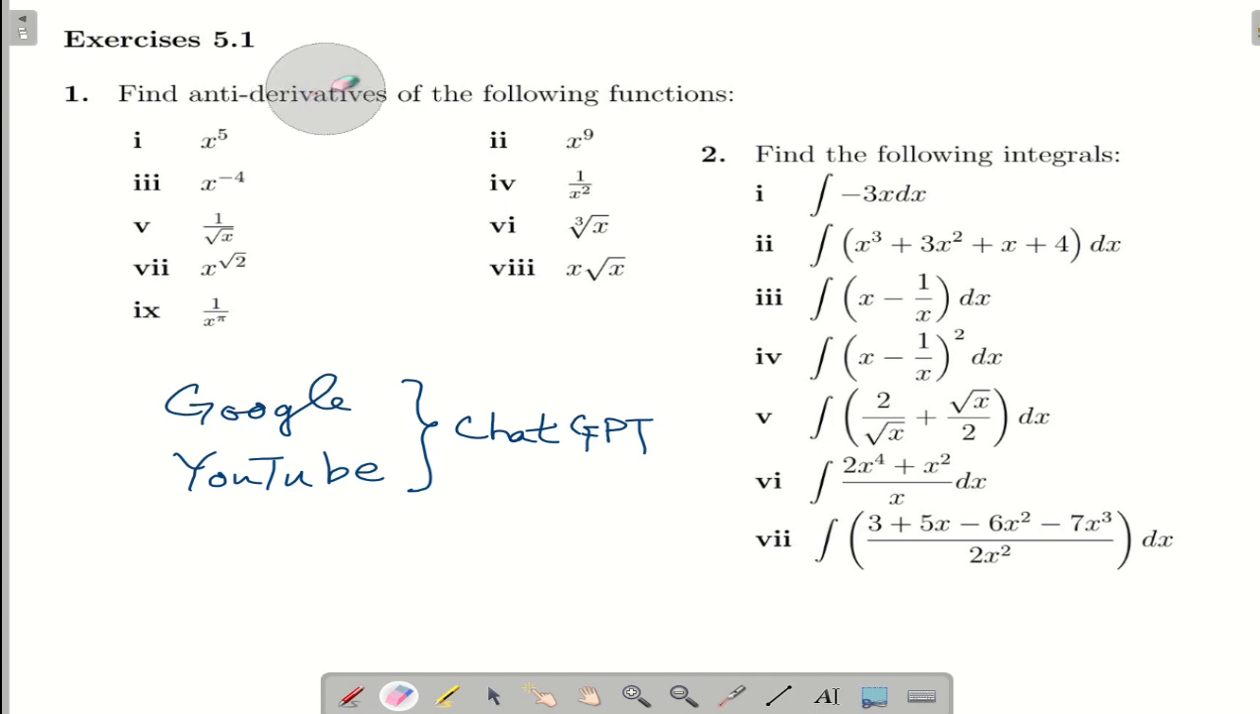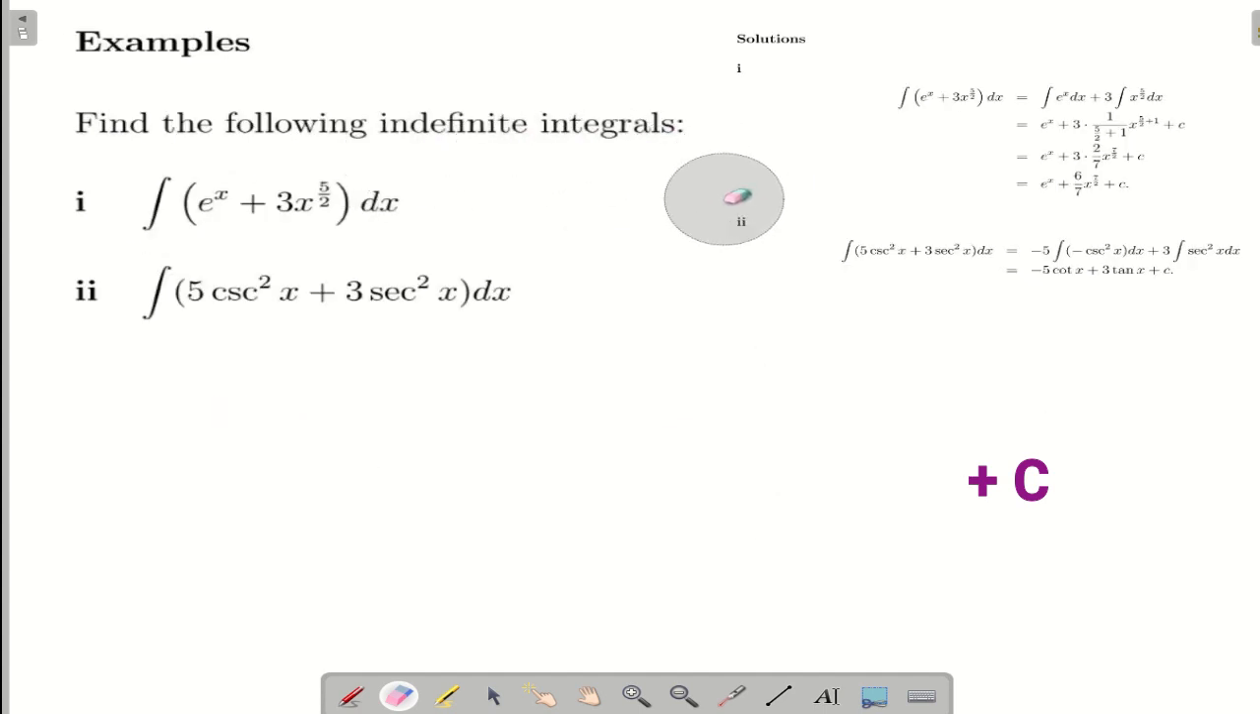And now we have some exercises for you. We have exercises 1, 2, 3, 4, 5, 6, 7. Just do it by yourself and check the answers on Google, YouTube, or even on ChatGPT. Find the following indefinite integrals.